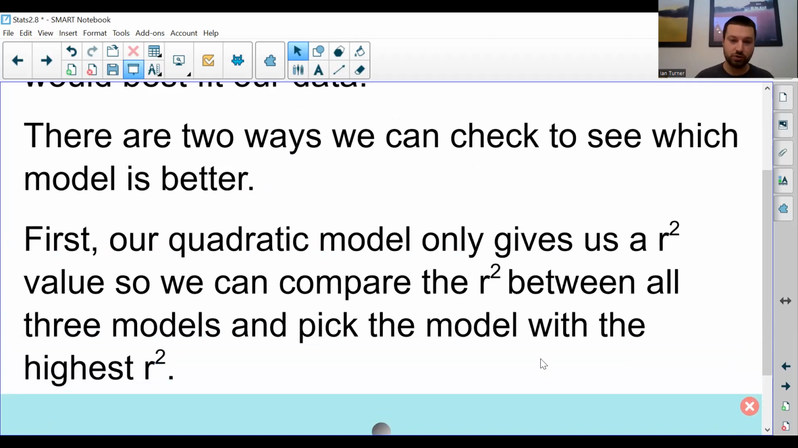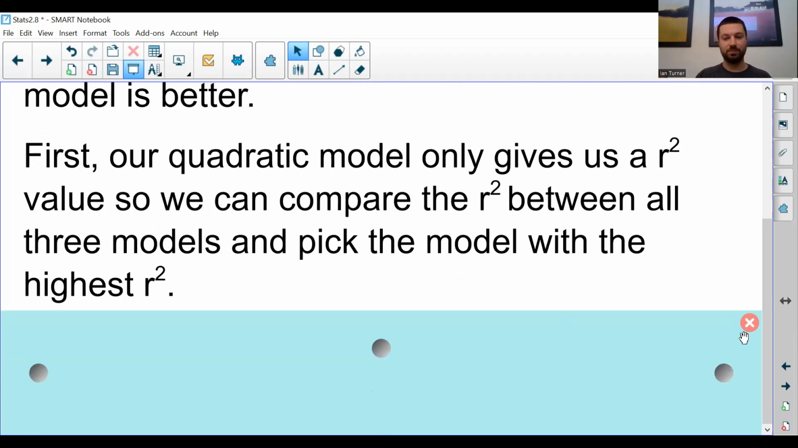okay? Our quadratic model only gives us an R squared. We don't get an R value with it. So we want to compare the R squareds between all 3 models and pick the model with the highest R squared. So you're gonna run all 3 regressions. You're gonna put that data in, you're gonna run linear regression, quadratic regression, exponential regression, and then write down the R-squared values. And our best regression will probably be, not necessarily, but will probably be the one with the highest R-squared value. So you can do it that way.